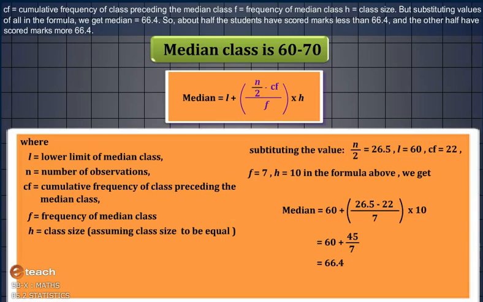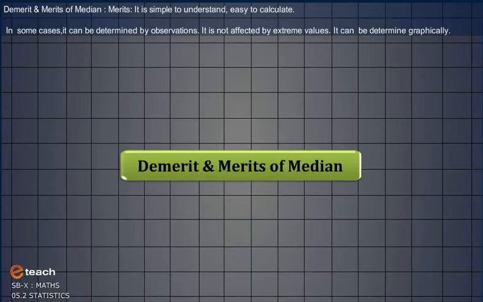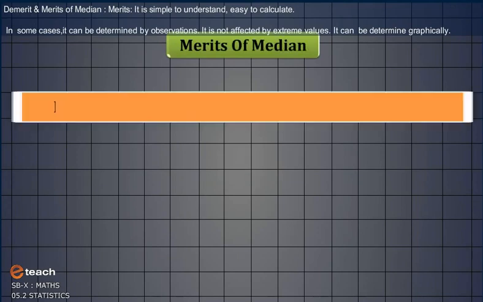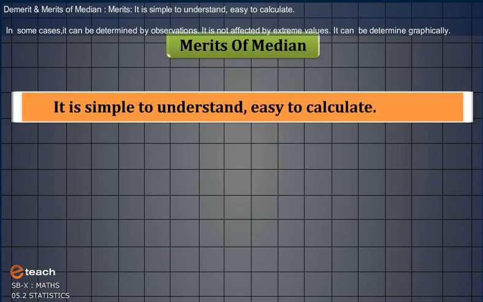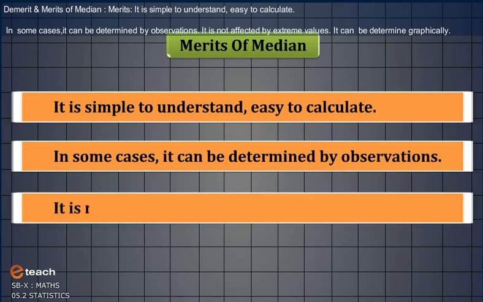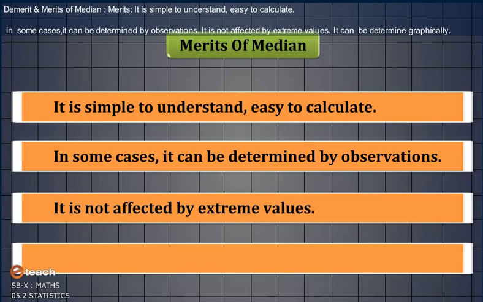Merits and demerits of median. Merits. It is simple to understand and easy to calculate. In some cases, it can be determined by inspection of observations. It is not affected by extreme values. It can be determined graphically.